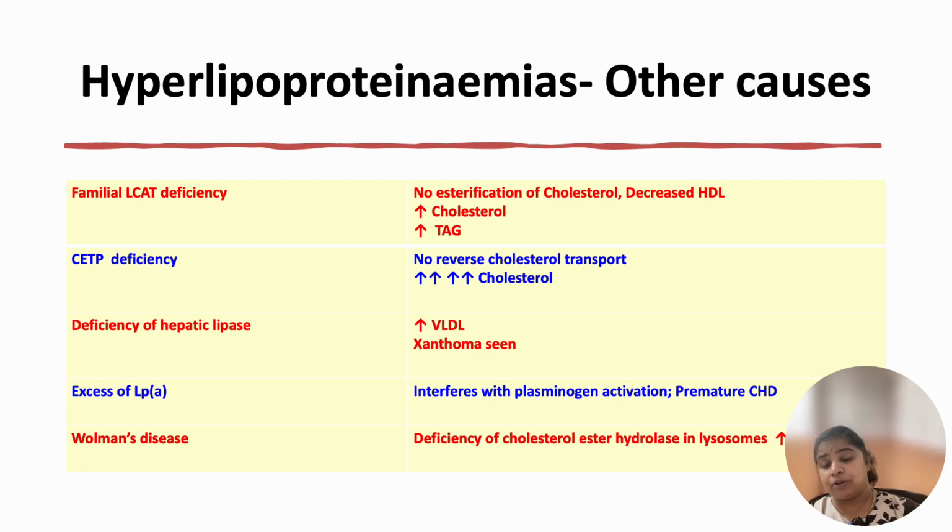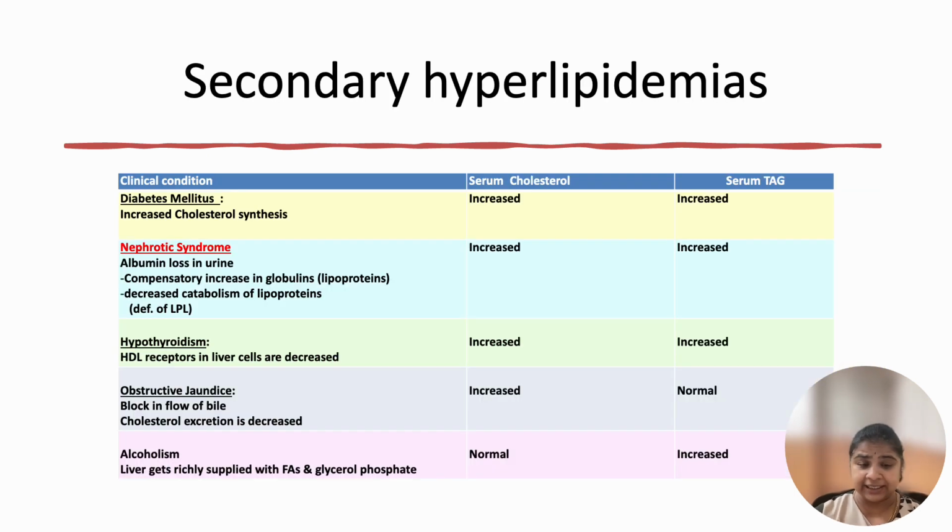Wolman's disease, deficiency of cholesterol ester hydrolase. So, whatever remnants or LDL has been taken up by the cell, the vesicles now fuse with the lysosomes, and the lysosomes should contain enzymes to break these down. So, if cholesterol ester hydrolase is not present, then it is not converted to free cholesterol and fatty acids. Secondary hyperlipidemias can be increased in diabetes mellitus, both cholesterol and triacylglycerols.